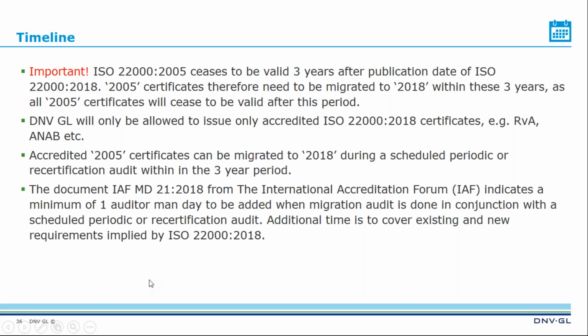For your information, if you are our existing customer, we are only allowed to issue accredited ISO 22000 certificates. Therefore, if you decide to migrate to version 2018, the certificate issued will have accreditation from RVA, ANAB, or whichever accreditation DNV has. This can be done in your scheduled periodical audit or recertification audit within the 3-year transition time frame. According to the IAF mandatory document, version 2018, it has already indicated that a minimum of 1 auditor day is to be added when we are doing the migration audit.